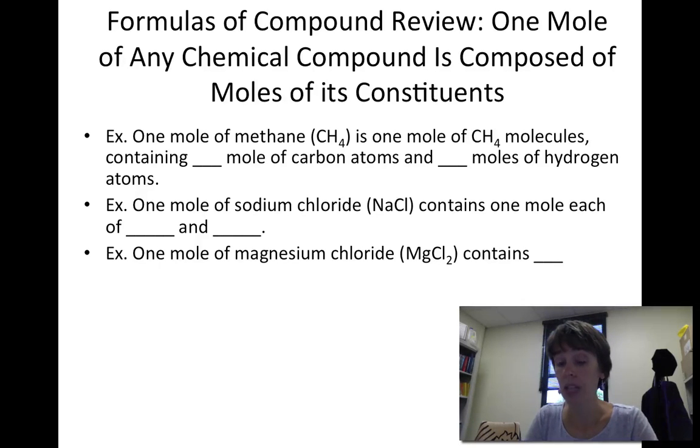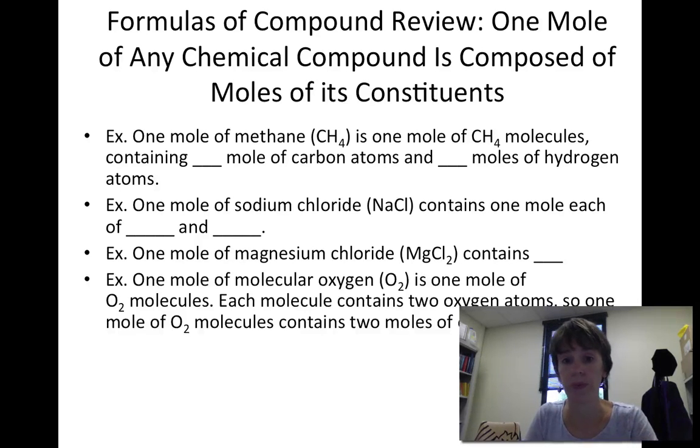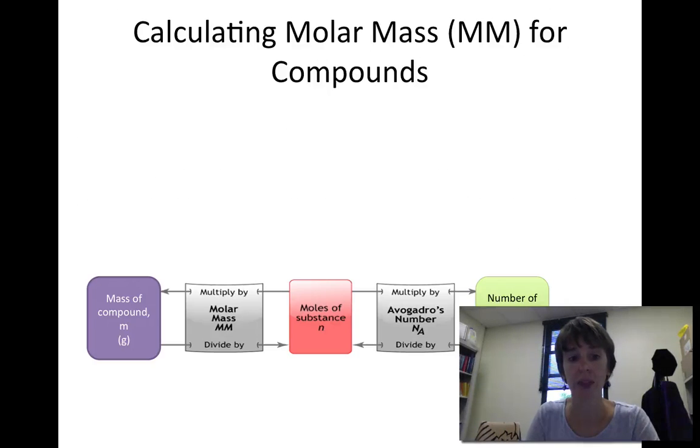1 mole of magnesium chloride contains 1 mole of magnesium ions, and how many moles of chloride ions? 2. 1 mole of O2 molecules, molecular oxygen. Remember our I have no bright and clever friends. This is one of those elements. Each molecule here contains 2 atoms, so a mole of O2 molecules contains 2 moles of oxygen atoms. So that's just a little bit of a review, and this is also a bit of a review too.